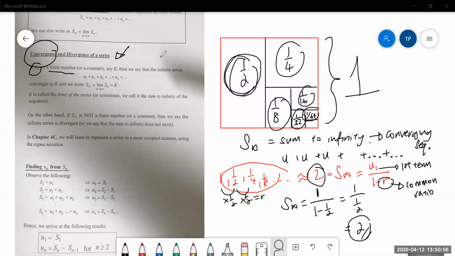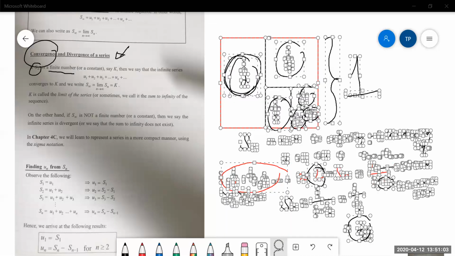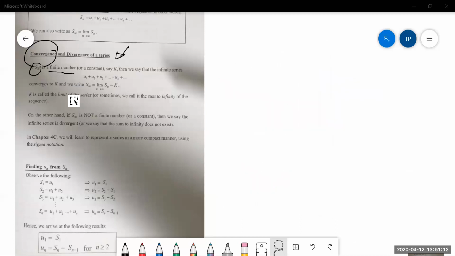Okay, shall we proceed? Okay, so I hope I clarified your doubts on convergence and divergence. Divergence is not an issue, because we will learn divergence later. Over here, as you can see, we are finding un from Sn. Okay, what does this really mean? Let's take a look.